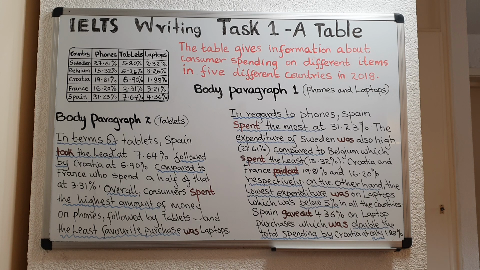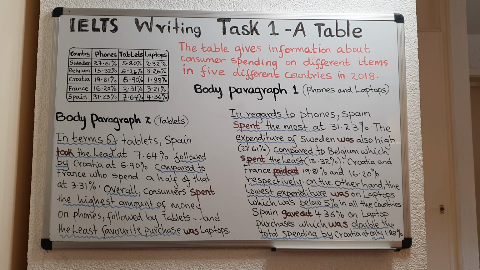The next tip is ensure that you provide figures and numbers to support every single claim that you make. Write the percentages, write the numbers. Every single claim that you make, you have to justify with the figures. And as you can see, you can put the figures in brackets or you can write them directly. For example, in regards to phones, Spain spent the most at 31.23%. Or you can say the expenditure of Sweden was also high, and then you put the percentage in brackets.